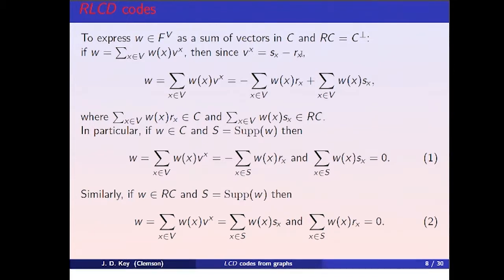And now you've got this from before. So for V to the x, I'm going to write this thing here, Sx minus Rx. And there you have a splitting into the two bits. This is the bit in C, and this is the bit in C perp. So it's as easy as pie to do that. That comes for free if you've got RLCD. Normally for LCD, it doesn't come for free, and you've got to work hard to figure out how to do it.